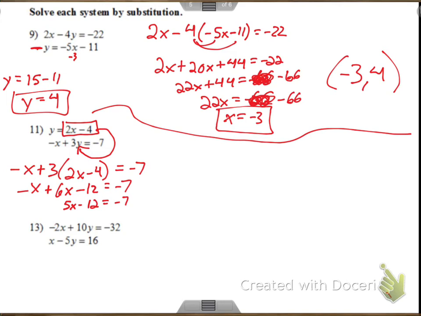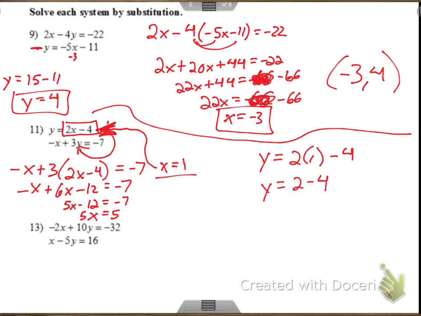Then I'm going to add 12 to each side, so negative 7 plus 12 is going to give me 5. So 5x is going to be equal to a positive 5. So x is going to be equal to, not 5, 1. Okay, so I'm going to take this x and plug it into this equation because it looks easier. So y is equal to 2 times our x, which is 1, minus 4. So y equals 2 minus 4, so y equals negative 2. My final answer is going to be 1, negative 2.